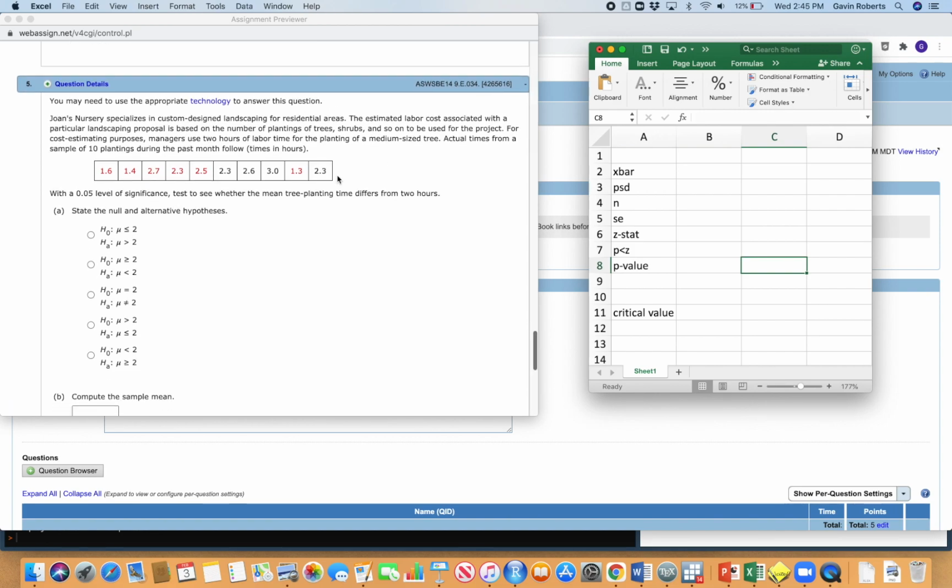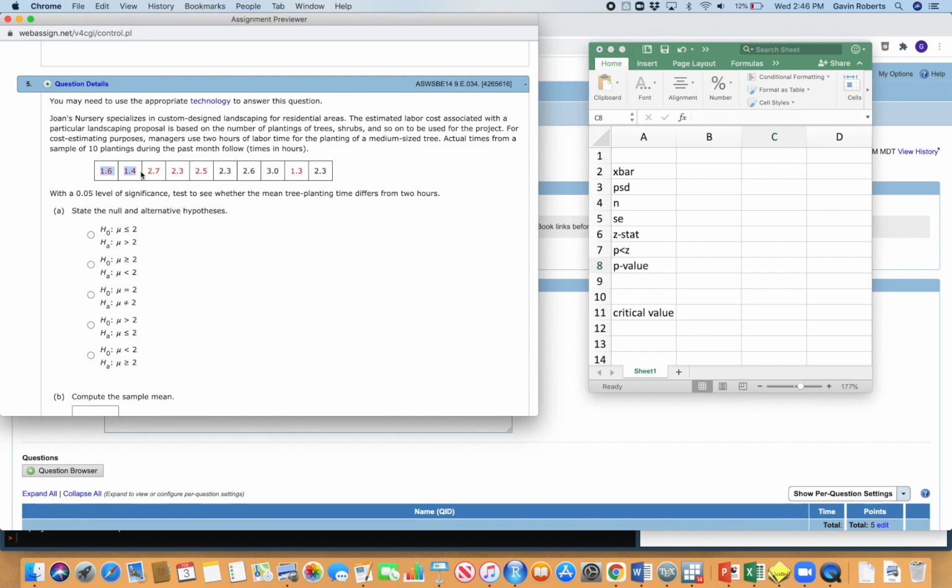We don't care. Jones Nursery specializes in custom designed landscaping for residential areas. The estimated labor costs associated with a particular landscaping proposal is based on the number of plantings of trees, shrubs, and so on to be used for the project. For cost estimating purposes, managers use 2 hours of labor time for the planting of a medium-sized tree. Actual times from a sample of 10 plantings during the past month follow, times in hours.